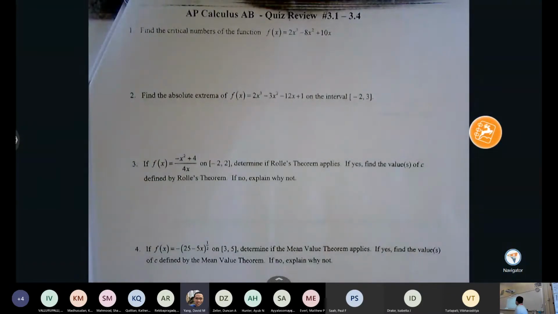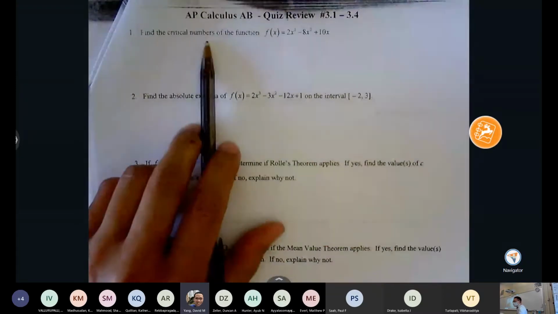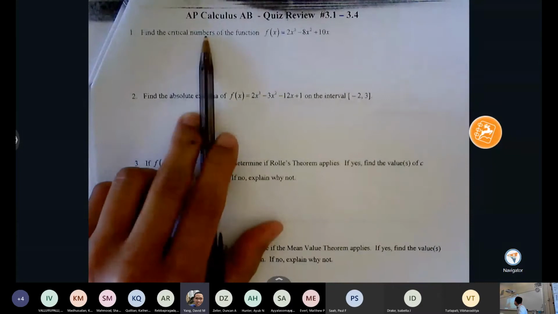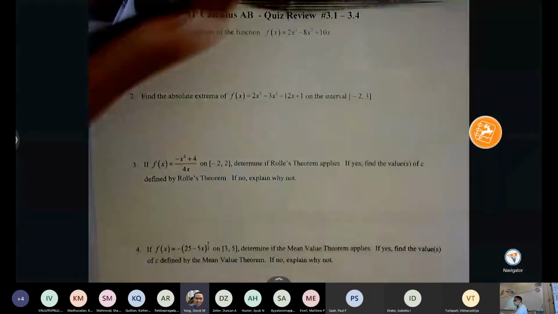So for each of these problems, I'm going to kind of recap, highlight the steps, and then have you guys try it. Okay. So number 1, it says find critical values. So how do we find critical values?